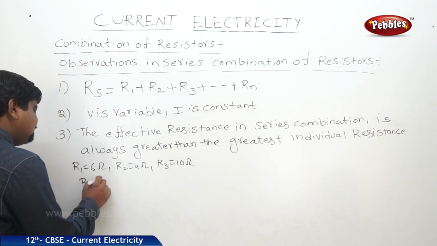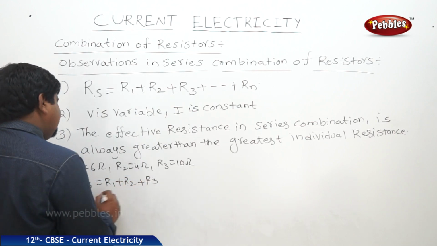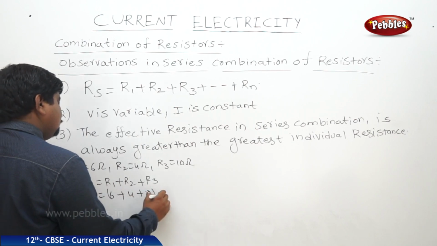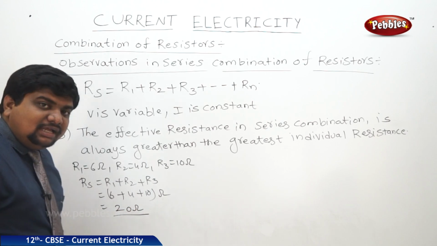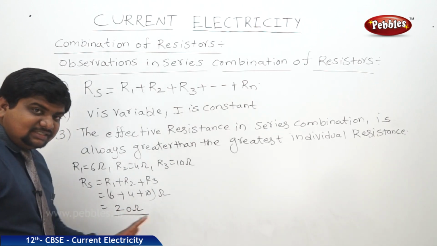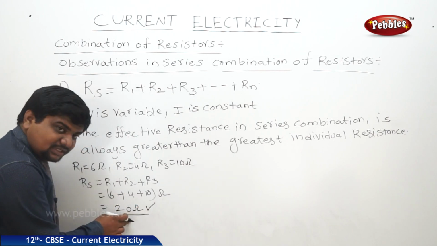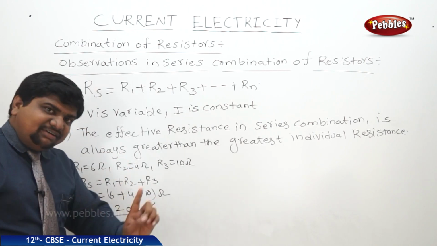Therefore, Rs is equal to R1 plus R2 plus R3. The value is 6 plus 4 plus 10 ohms, nothing but 20 ohms. This 20 ohms is called the effective resistance of the series combination. In this example, the effective resistance, 20 ohms, is always greater than the greatest individual resistor.